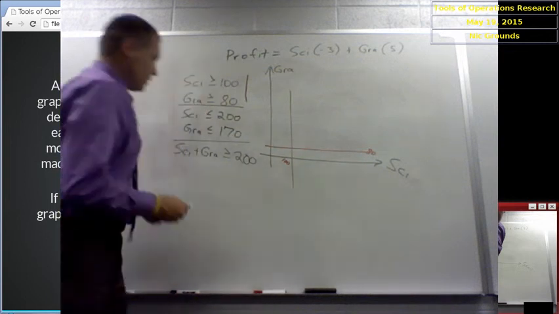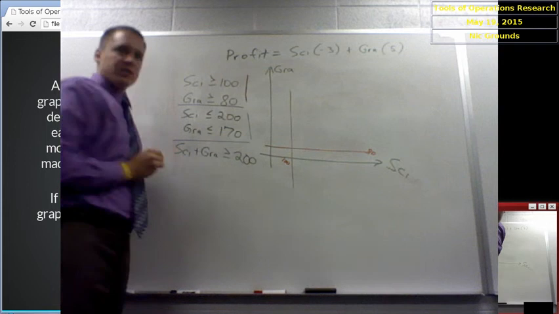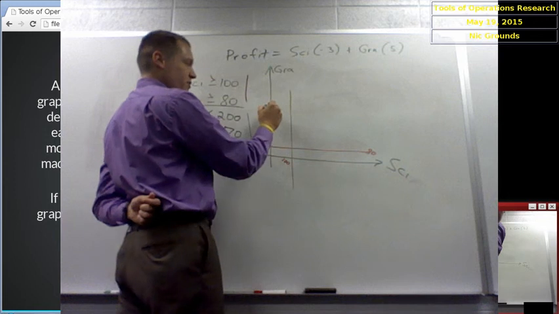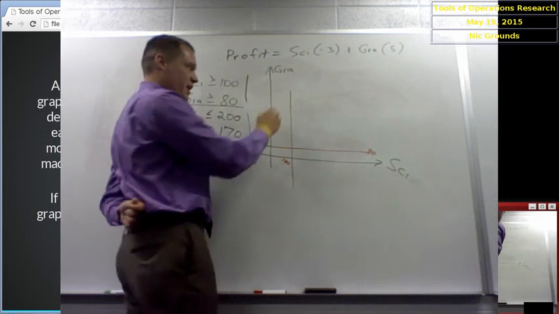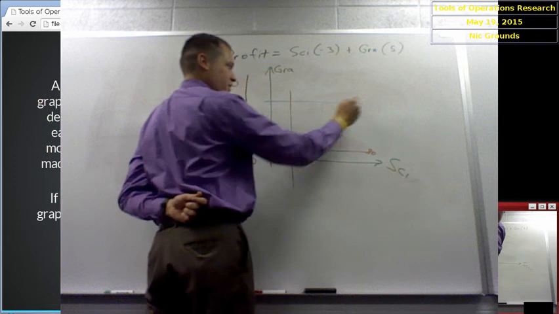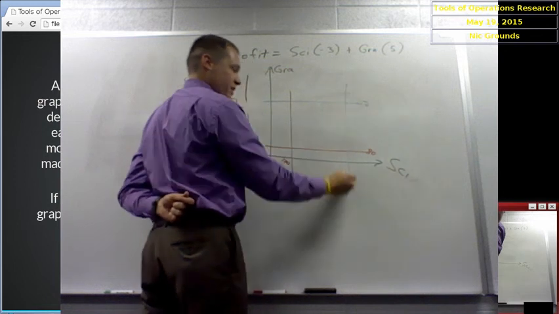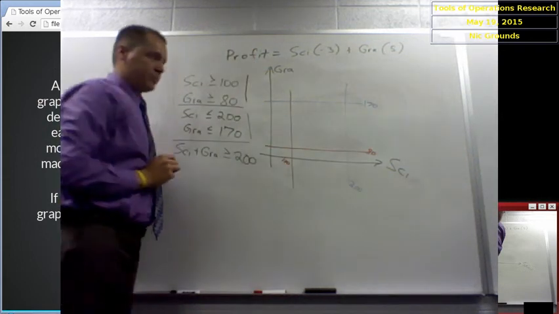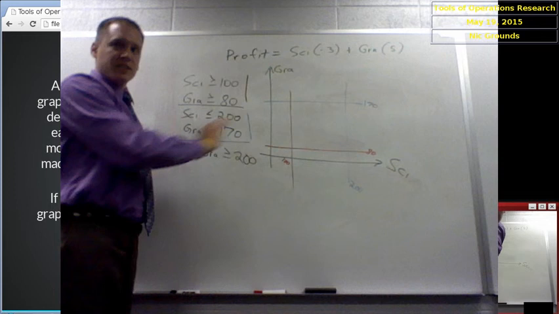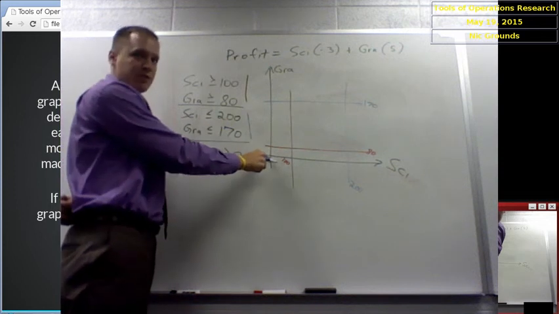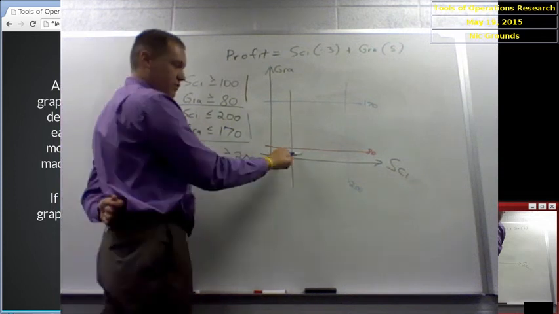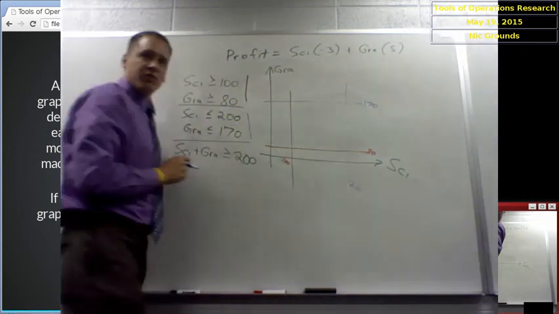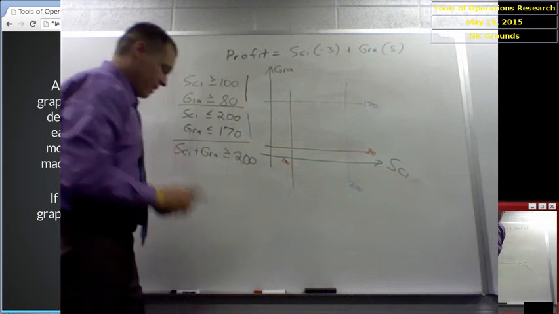Let's take our production constraints. We'll represent those with the blue lines. The number of scientific calculators has to be less than or equal to 200. Now, I'm not going to make this to scale. So we'll make this 200. We'll make this 200. And we'll make this 170. So not to scale. This isn't 0, 0 necessarily. We have to be above and to the right of the red lines. We have to be below and to the left of the blue lines. But now we have one more constraint.